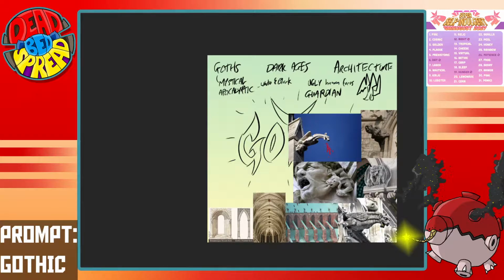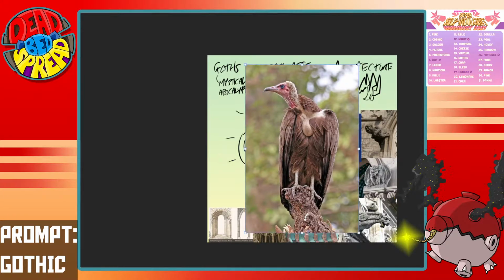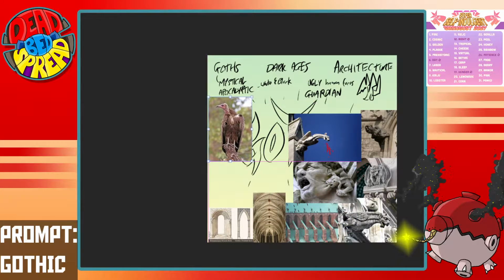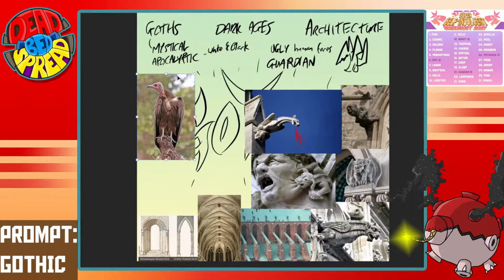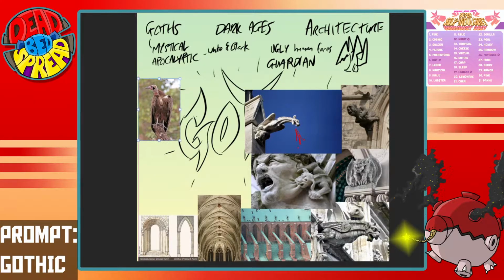Okay, so here's an idea. I think we can go with this a little bit. Vultures are really ugly birds. Gargoyles are ugly. So I think we could maybe go kind of vulturesque or vulture-esque with this guy. Can I get a picture of a vulture that isn't covered in blood, like?